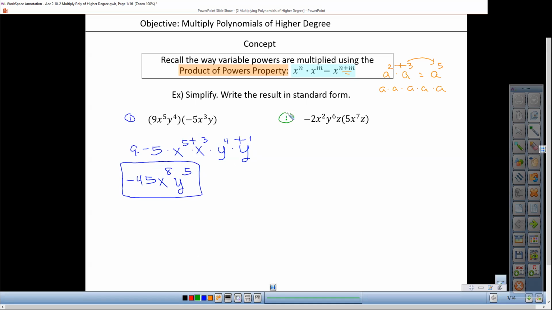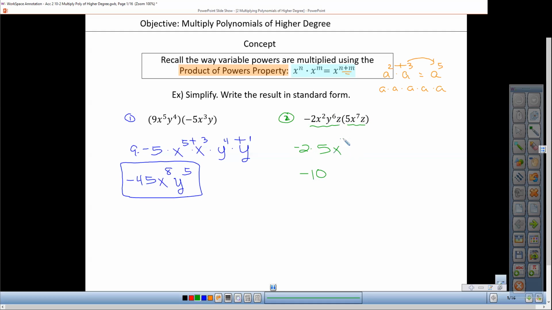In this second one, the big difference is simply that there are no parentheses around this first polynomial because they're not required. It does mean the same thing. And so this is still a monomial times a monomial. There's no addition, there's no subtraction. So take the negative 2 times the 5, which are the coefficients, which is going to give us a new coefficient of negative 10.